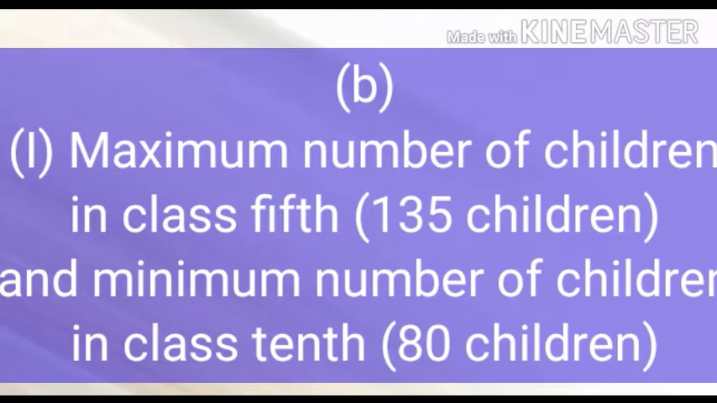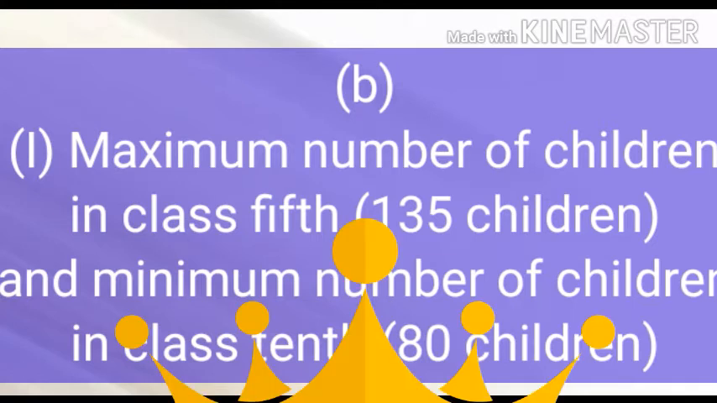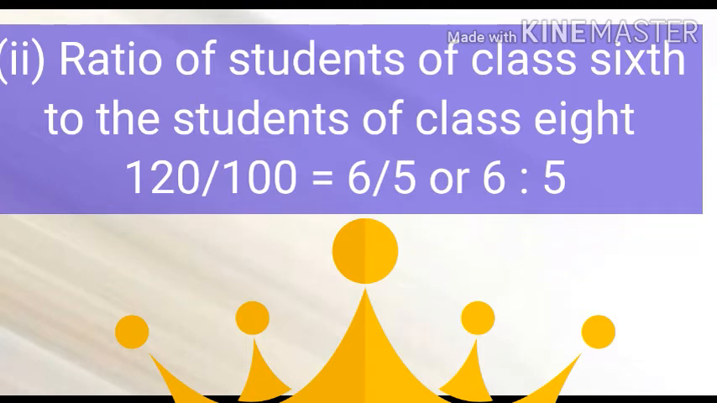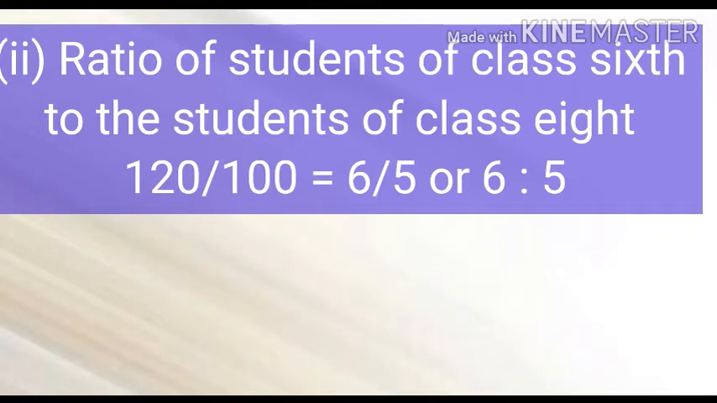So, which class has the maximum number of children? Class 5th. And which class has the minimum number of children? Class 10th. So, class 5th 135 children and class 10th only 80 children. Now, ratio of student of class 6 to the student of class 8. Strength of class 6 is 120 and strength of class 8 is 100. Okay, so 120 upon 100 is equal to 6 upon 5 or 6 ratio 5. So ratio of student of class 6 to the student of class 8 is 6 ratio 5.